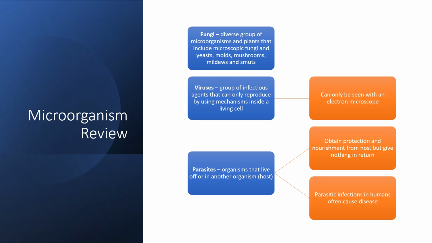Couple of pathogens on this page. So fungi, we've got a diverse group of microorganisms and plants. We also have viruses, and that's a group of infectious agents that can only reproduce by using mechanisms inside of a living cell. And then we have parasites that need a host in order to survive. So here are some other key terms that you should be very familiar with by now, and if not, please take some notes and write those key terms and definitions down.